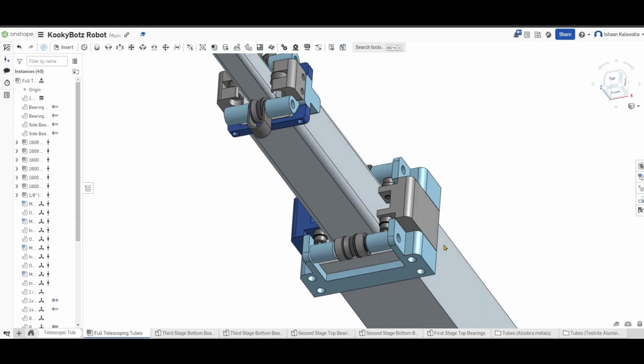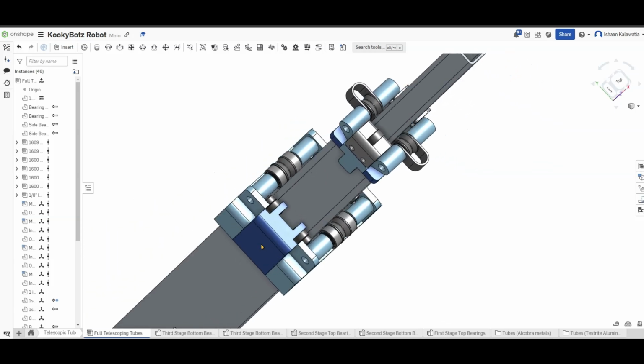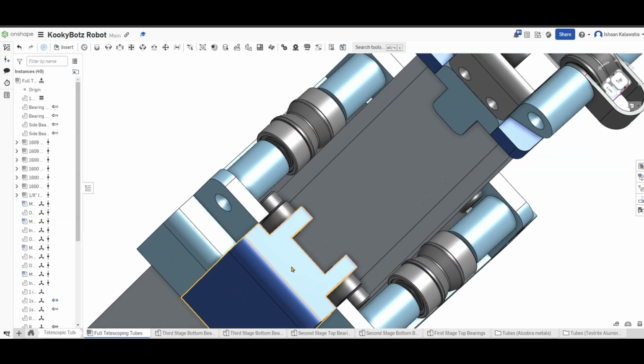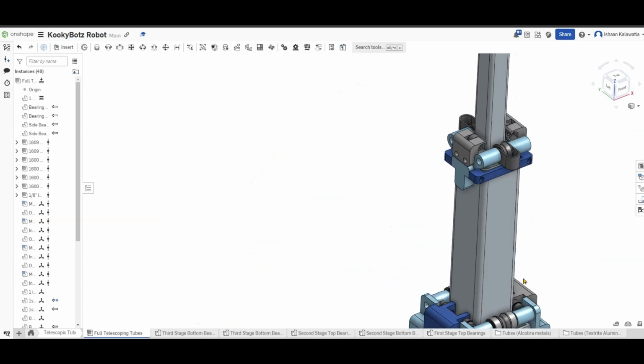So this first one is mounted on the first stage, and this is the first part of it, and it houses this pulley and these two supporting bearings. And if you come over to the side, there's this part over here, and it has these two small bearings to support the side of the second stage.